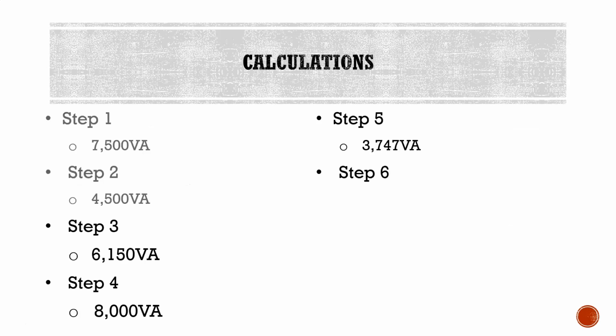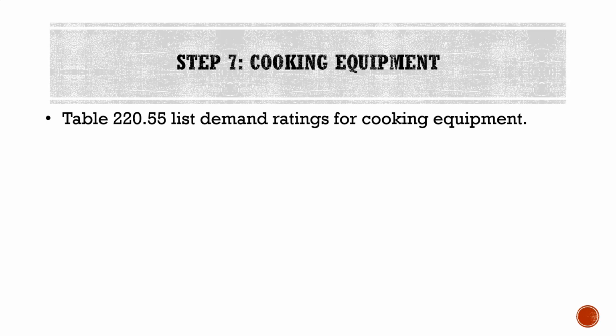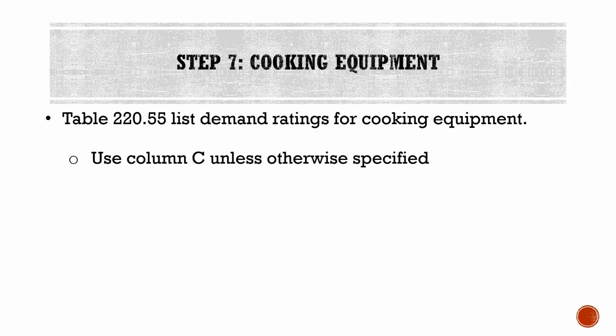So for calculation, step number 6, once again, since we had a 4,500 watt dryer per 220.54, that means we automatically have to rate that at 5 kW or 5,000 volt amps. Step number 7 for cooking equipment. Table 220.55 lists demand ratings for cooking equipment. We are always going to be using column C of this table unless our question specifically tells us to use a different column. We'll always use column C in this table.